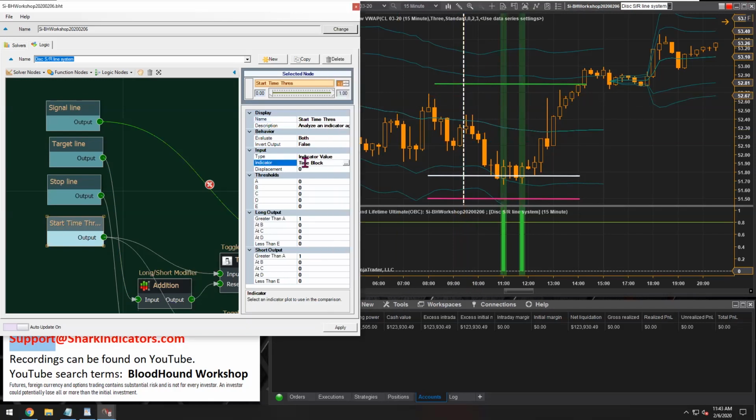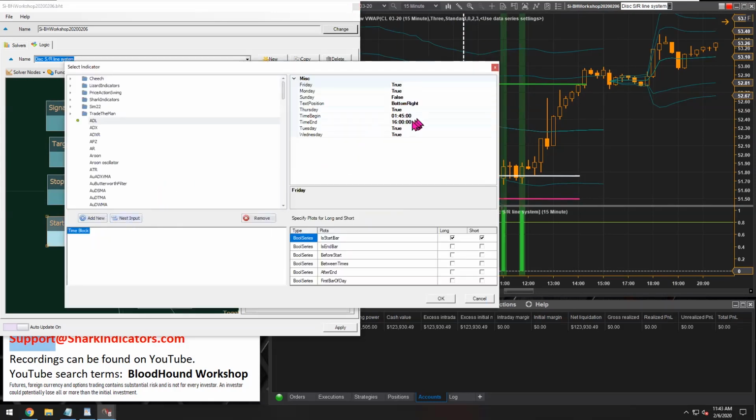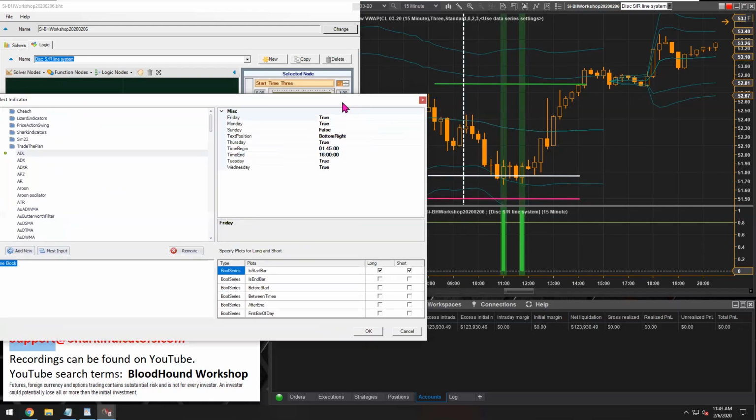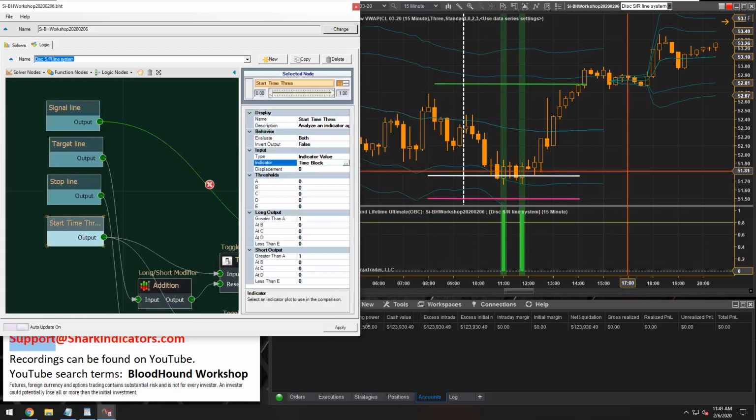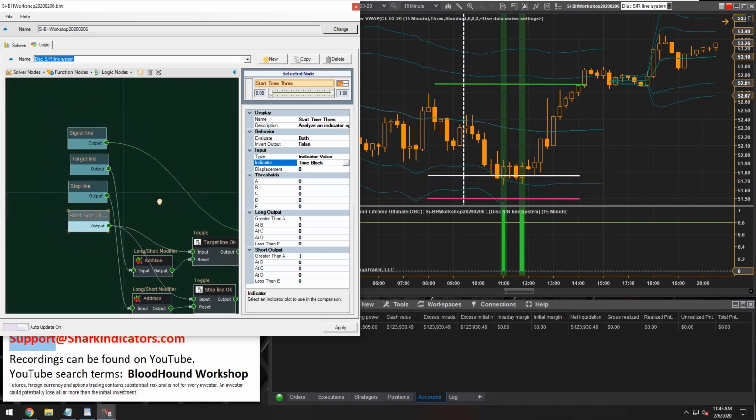So for time of day, we need to go into the time block indicator. And 9:30. 9:30 there. All right, and there are our trade signals.